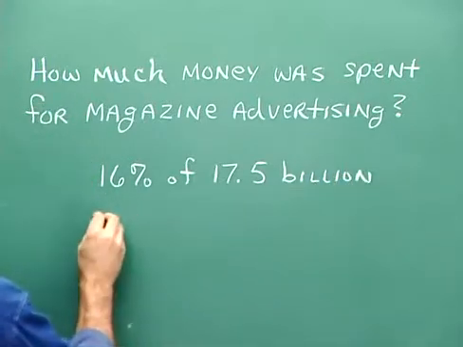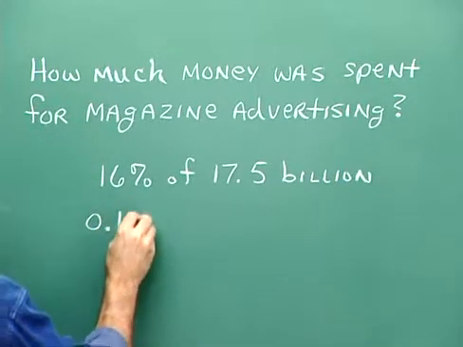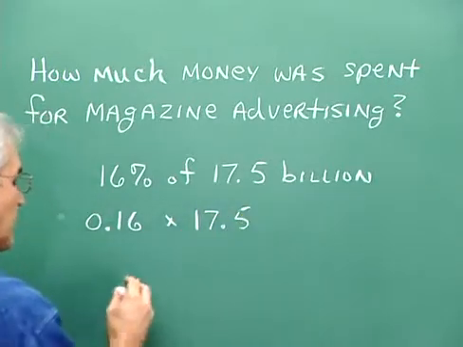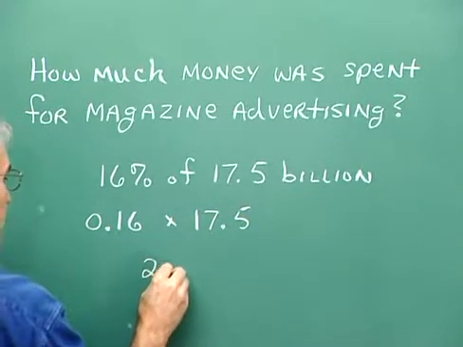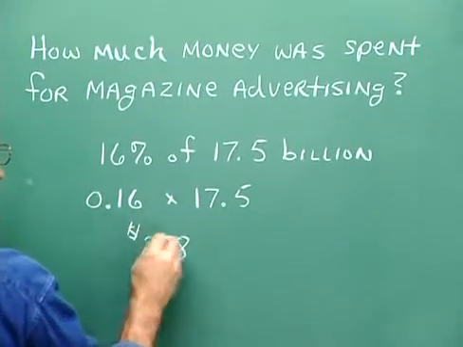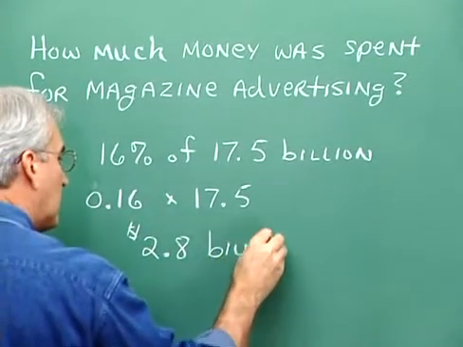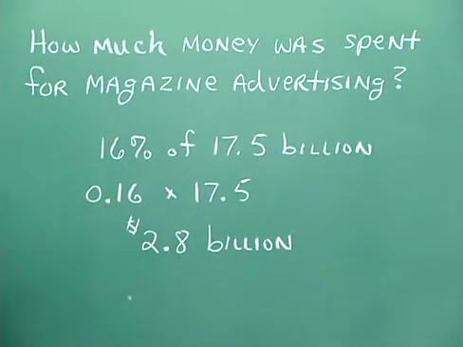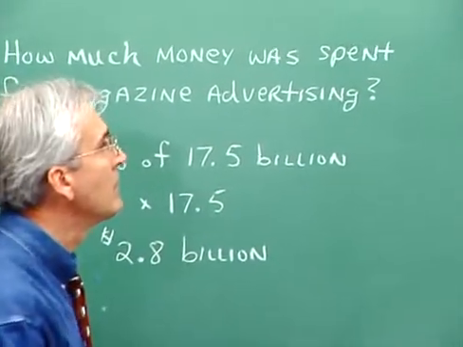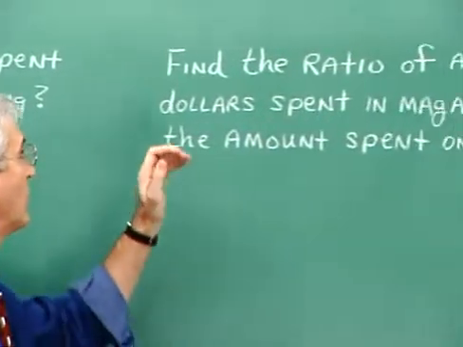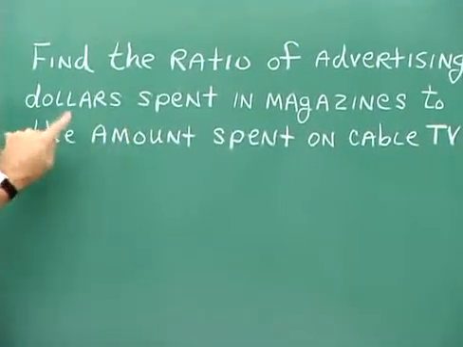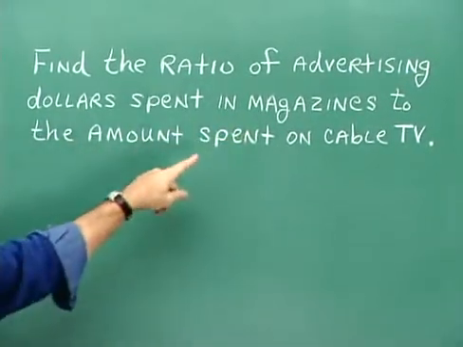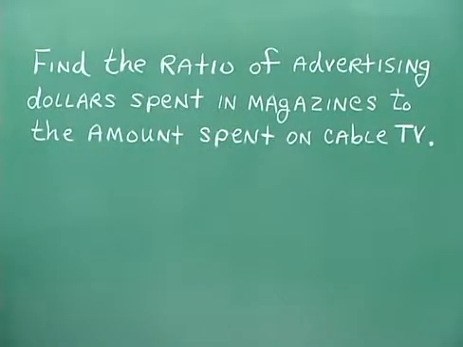So what we're figuring out here is 16% of the total of 17.5 billion. You see, it is 0.16 times 17.5, which turns out to be 2.8. So it's $2.8 billion is the amount spent on magazine advertising by these 25 companies. Suppose in the same circle graph we want to find the ratio of the advertising dollars spent in magazines to the amount spent on cable TV.